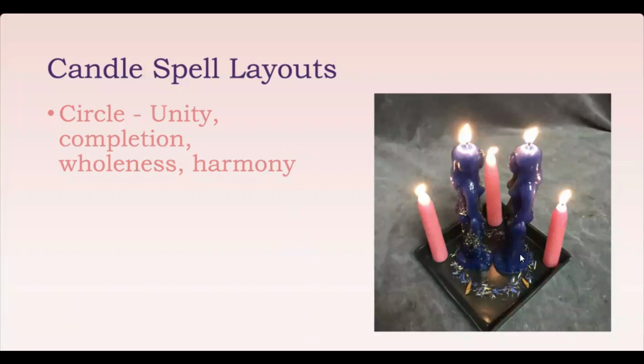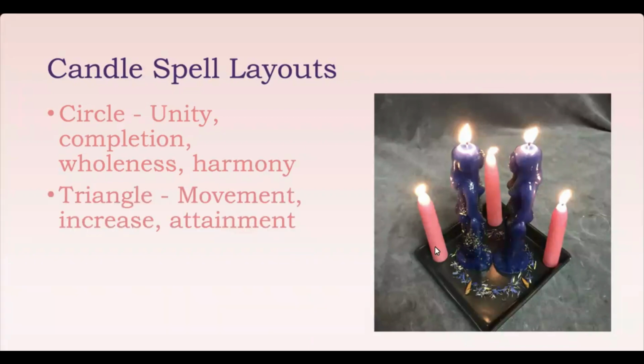We can also bring circles into our candle spell layouts. Here we have a circle of herbs around these two figural candles here. Circles represent unity, completion, wholeness, and harmony. We also have a triangle in this spell with those three support candles. Triangles represent movement, increase, and attainment.